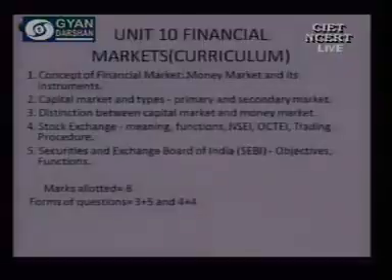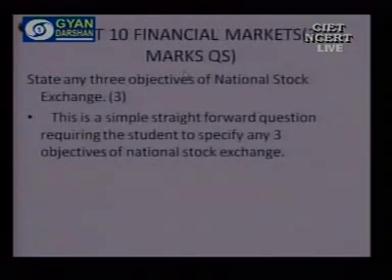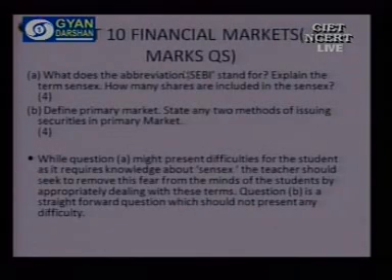We can go on to financial markets and take a look now. In this, you can see that the marks allotted are 8 marks, and the various topics that we cover are money market instruments. Then we go on to capital market and its 2 types, that is primary and secondary market, and so on. The possibility of a 6-mark question is not there, while you can have a 5-mark and a 3-mark question, or 2 4-mark questions also can be there.